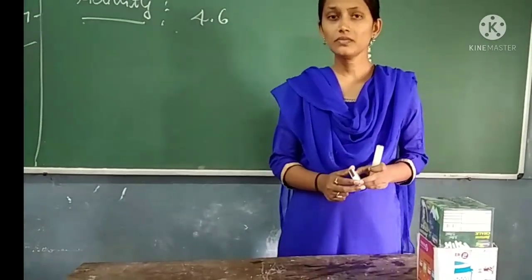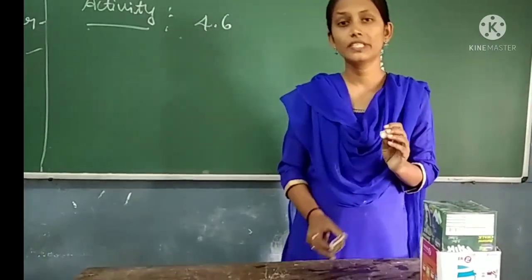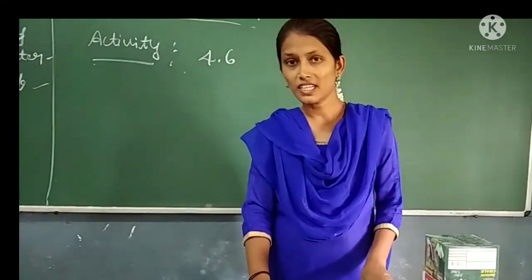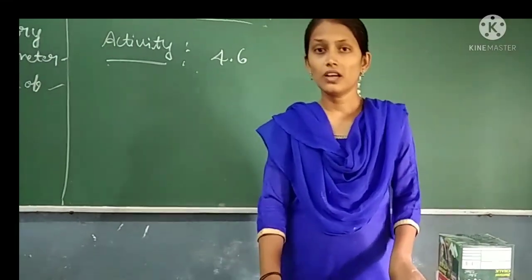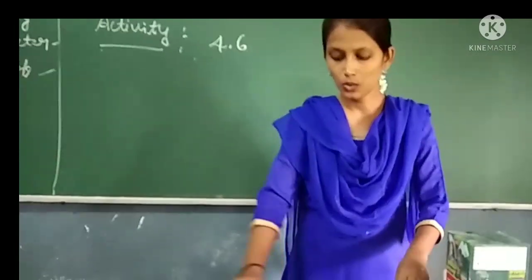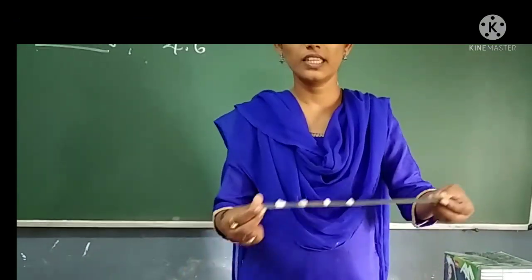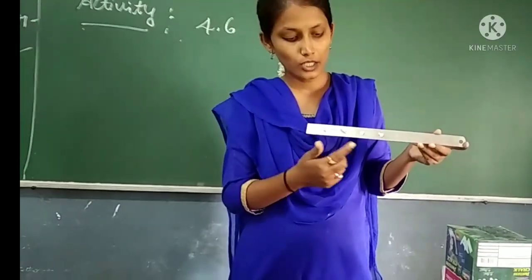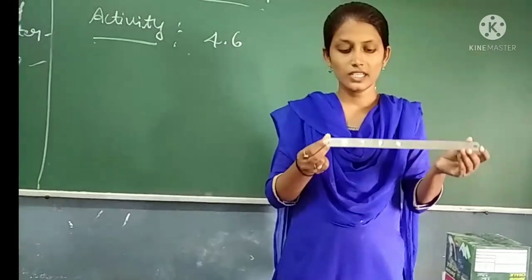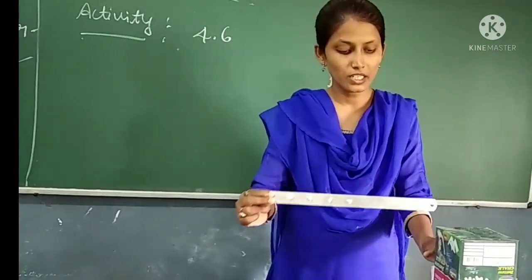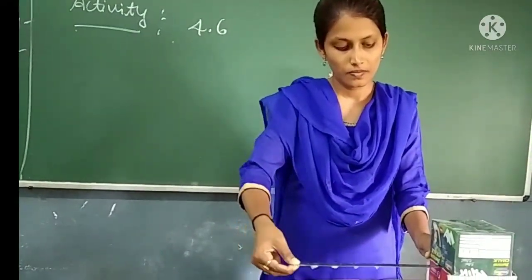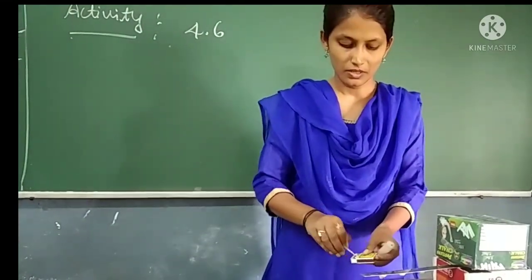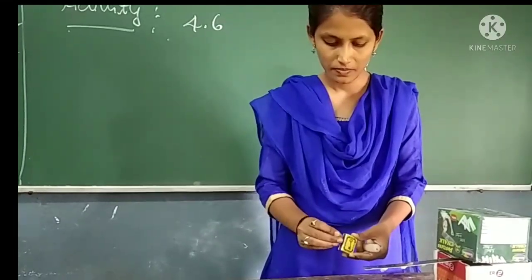Dear children, here you have to take some pieces of candle or wax and place them on a metal scale in equal distances. See, in this manner you have to place the wax pieces in equal distances. Later, keep this metal scale in between the two boxes. Now heat one end of the metal strip by using the candle.